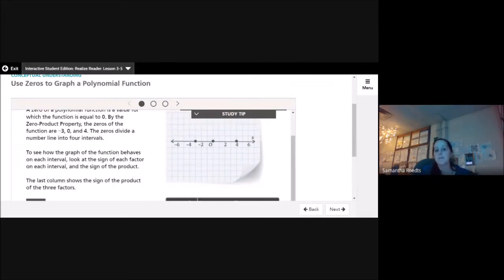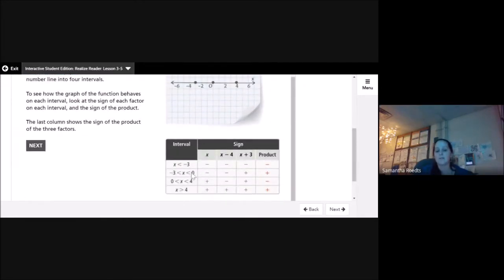Okay. To see how the graph of the function behaves on each interval, look at the sign of each factor on each interval and the sign of the product. The last column shows the sign of the product of the 3 factors. So when x is less than -3, x is negative, x minus 4 is negative, x plus 3 is negative, so the product's negative. Between -3 and 0, negative, negative, positive, which gives us a positive. And then between 0 and 4, it's positive, negative, positive, which gives us a negative. And then x greater than 4, positives across the board gives us a positive.